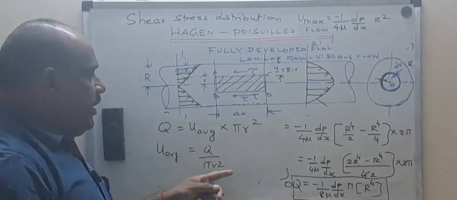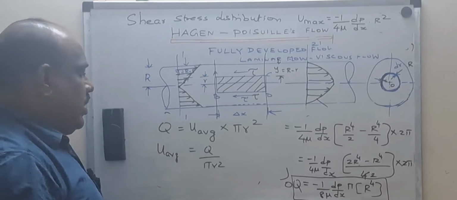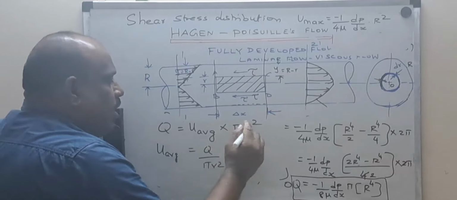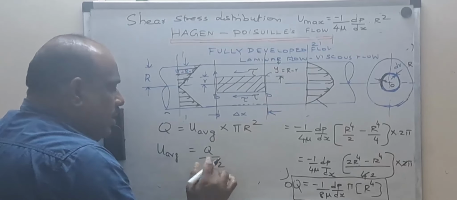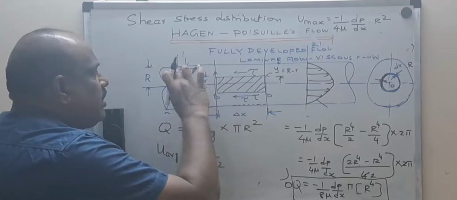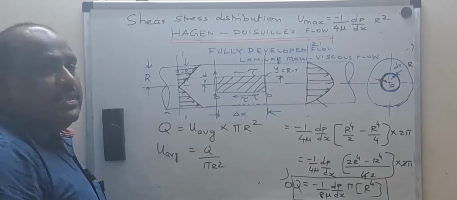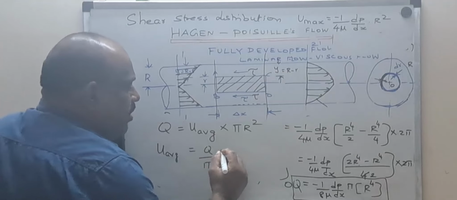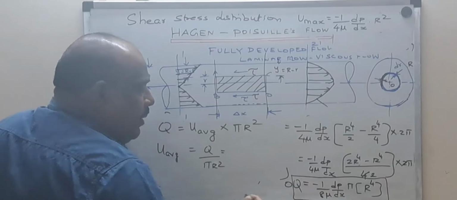Which means I want to divide by pi r squared. Here the r is the radius of the entire pipe, so it is capital R. Got it what I'm telling? Why I replace small r with capital R is because it is the radius of the entire pipe through which the flow is happening. So it is pi R squared. Now I can divide this value by pi R squared.